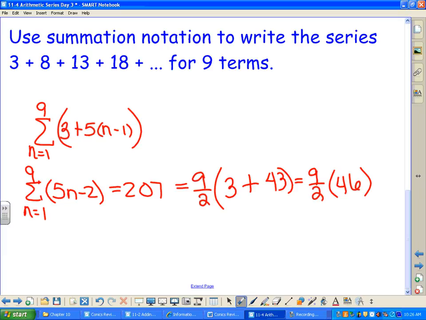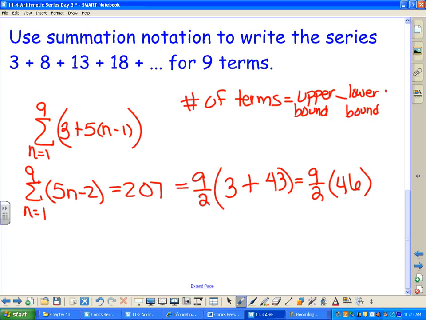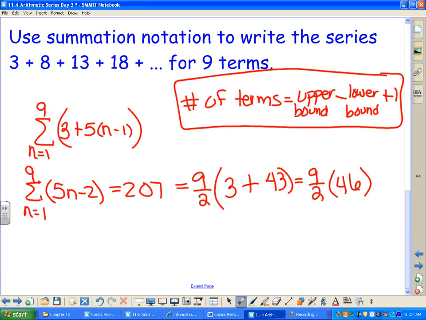Maybe divide them? Upper bound minus the lower bound plus 1. And that's what I would use. Number of terms will always equal the upper bound minus the lower bound plus 1. Okay, upper bound minus lower bound plus 1. Did you have a question?